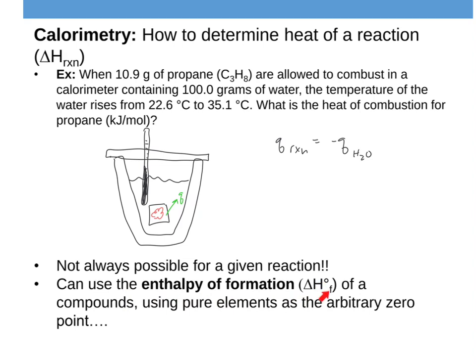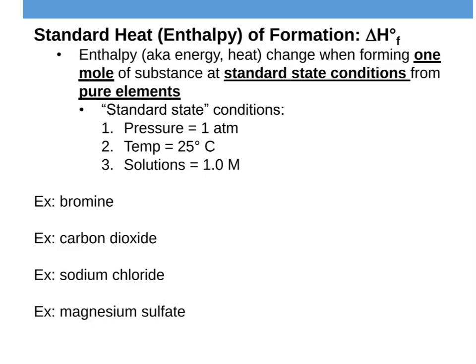So this delta H naught F. What we can use is this heat of formation to figure out what the change in the energy would be for a reaction. So let me talk to you first about what the enthalpy of formation, what the heat of formation is. So we're talking about the standard heat of formation here, right? Where we have that delta H with the naught, that's that little degree symbol, sub F.